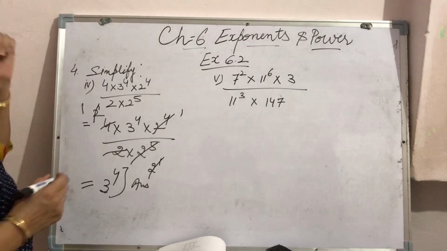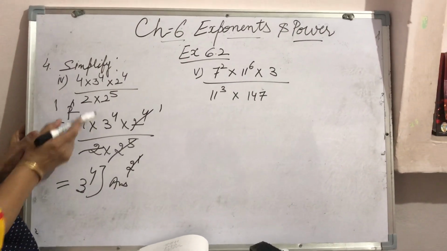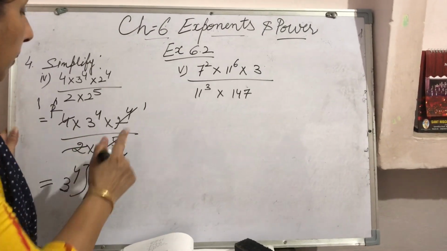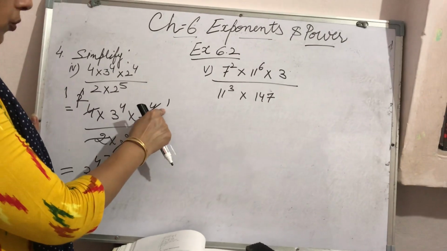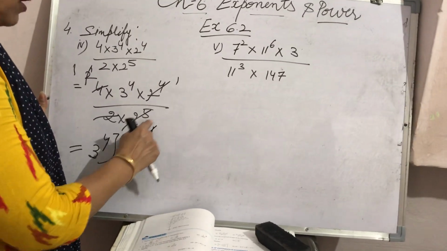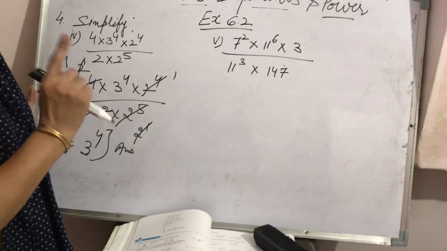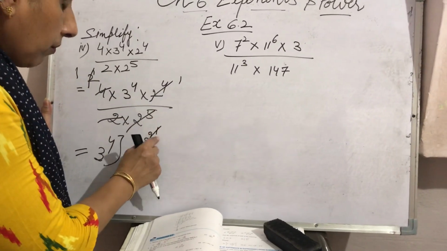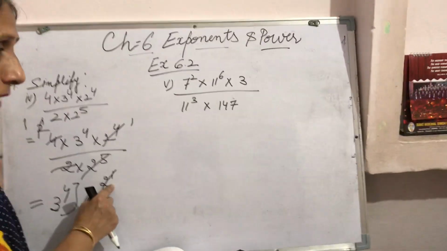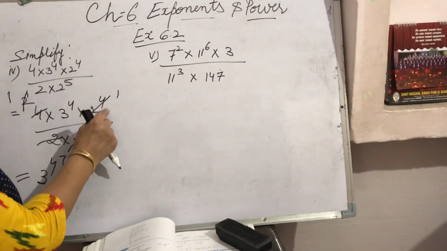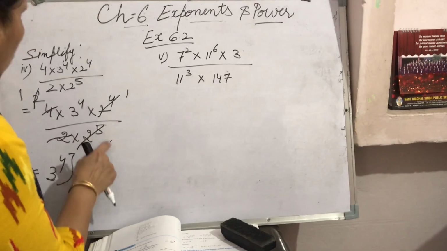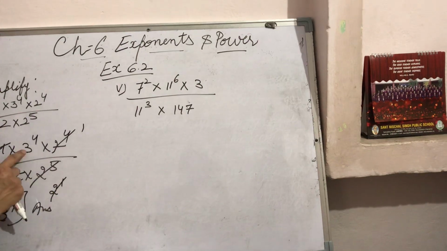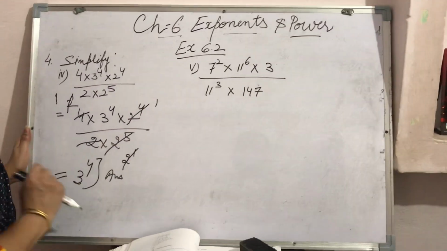Listen to it again. We can reduce 2 to the 4 easily. But here we have 2 raised to power 4 and 2 raised to power 5. When we divide, the powers will be subtracted. For subtraction, 5 minus 4 is 1. We write it at the denominator place because in 2 raised to 5 the greater power is at the denominator. So 2 raised to power 1. Again we can reduce 2 raised to power 1 with 2 raised to power 1. So we have left only 3 raised to power 4.